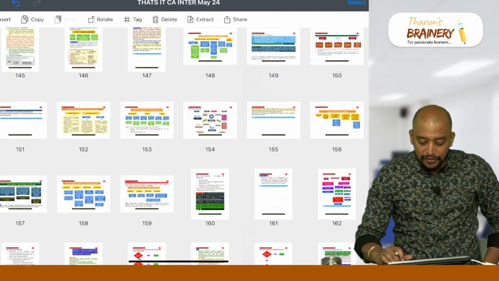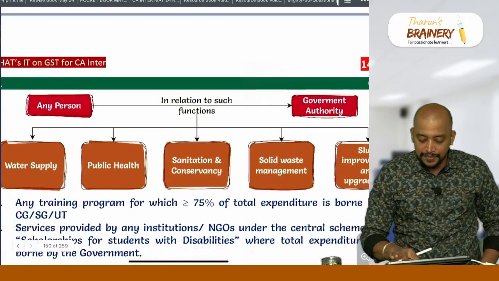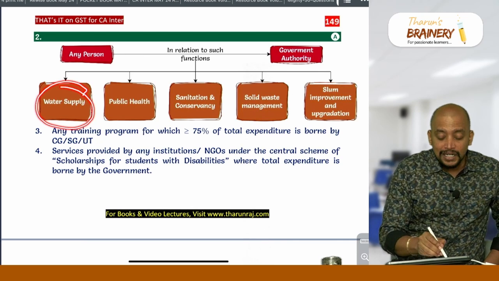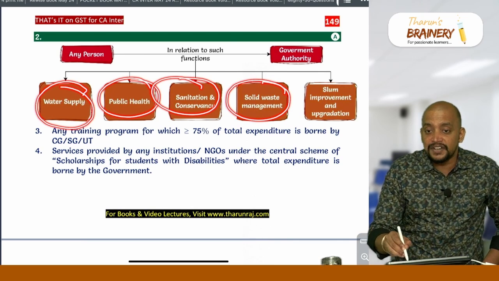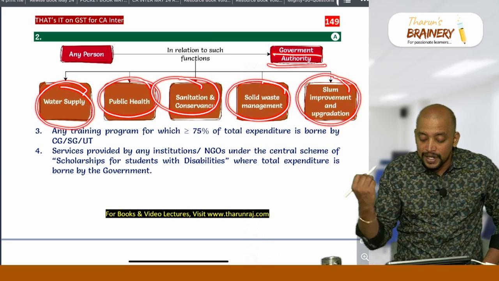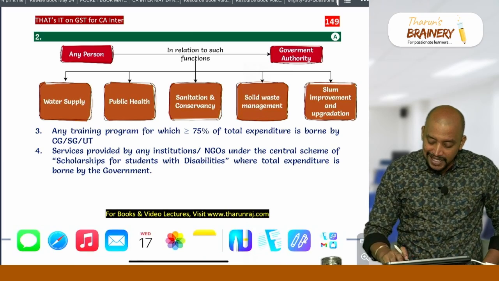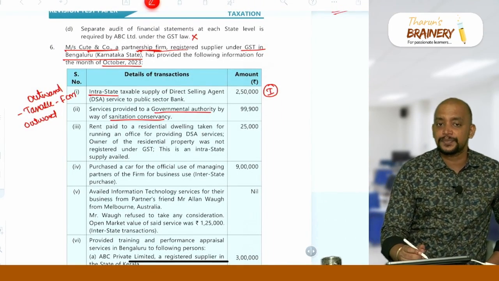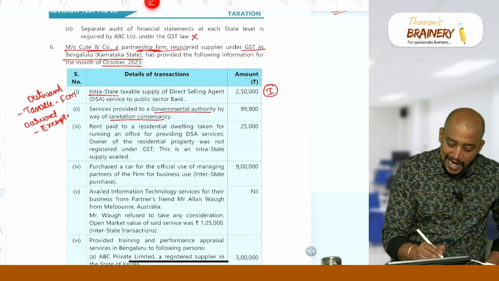So what we will do, we will read. While reading it is okay, but during application we will miss out. This amendment they tested. What are the activities? Water supply, public health, sanitation conservancy, solid waste management, slum improvement upgradation, government authority. What is the question they have given? Sanitation conservancy. Because of that, it will be exempted. Correct? Outward, exempted.